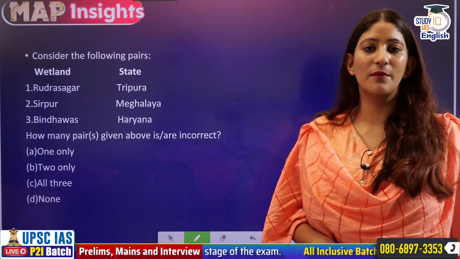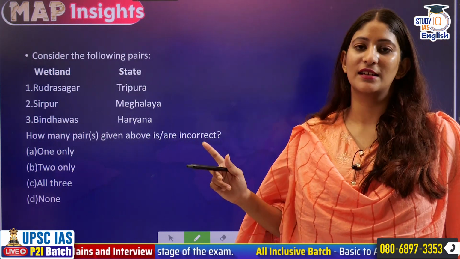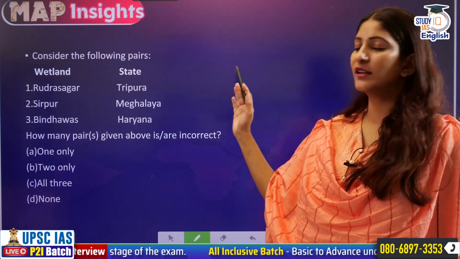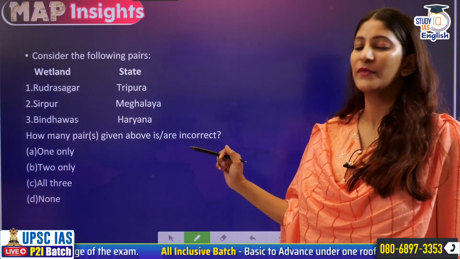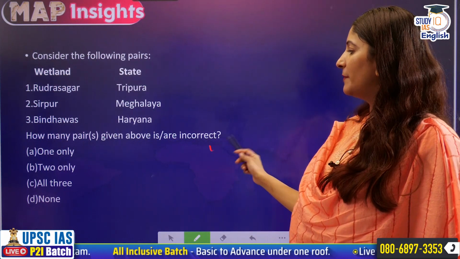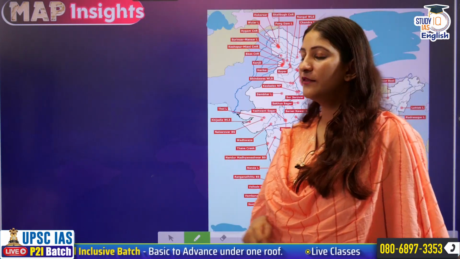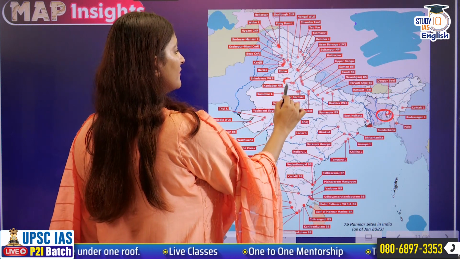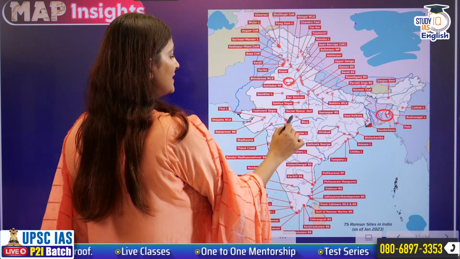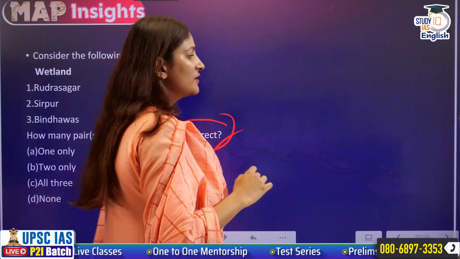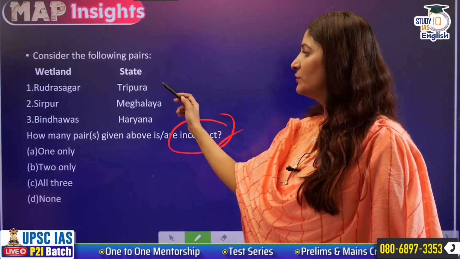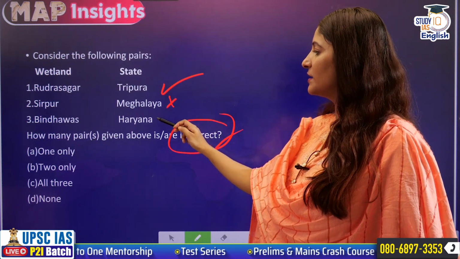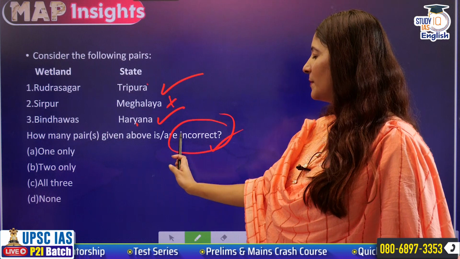Next question, we have to match the wetland to the state they are located in. Rudrasagar, Tripura; Sirpur, Meghalaya; Bindhavas, Haryana. How many pairs given above are incorrect? Rudra Sagar wetland is correctly mentioned in Tripura. Bindhavas wetland is in Haryana, and Sirpur is in Madhya Pradesh. So Rudra Sagar is correct, Sirpur is incorrect, Bindhavas is correct. How many are incorrect? 1 only will be the correct answer.